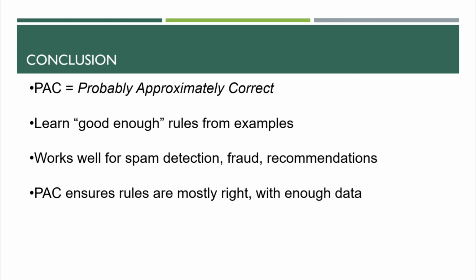And the next slide is all about the conclusion or revision: PAC stands for probably approximately correct, and it learns good enough rules from examples, working well for spam detection, fraud, and recommendations. PAC ensures rules are mostly right with enough data. We can learn rules that are almost always right. And the model which we learned, that is spam is equal to x1 or x2, comes with confidence and small error.